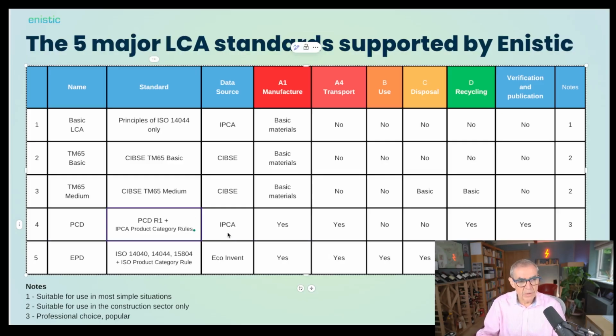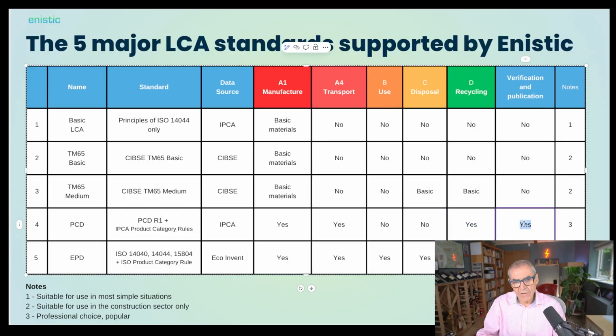It's very easy to do. And the data we use is the IPCA data. Then PCDs have got the manufacture component in, so they look at what's in your product and how it's produced. They have got the transport and they have got recycling, but they don't address the use or the disposal of the product. Okay, that's not in scope for R1.